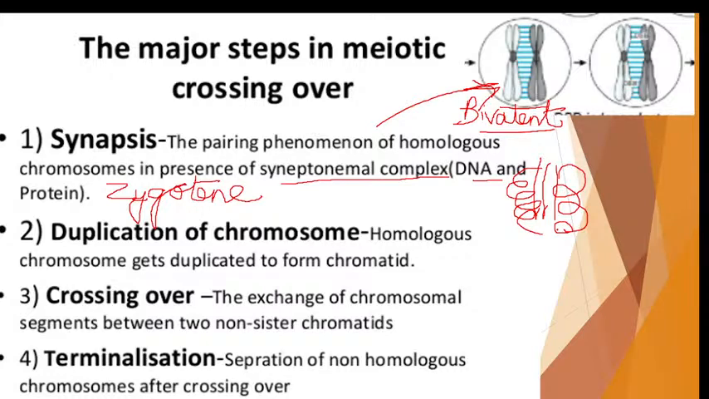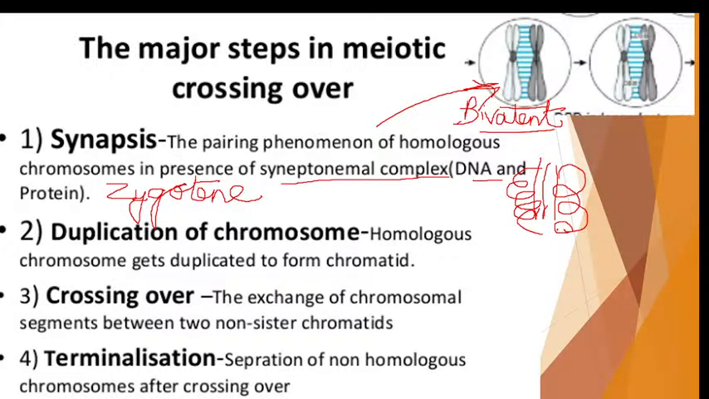Bi means 2. So, 2 sets of chromosomes will lie together, and so a bivalent is formed. That is the first step in crossing over. The first step in crossing over is that the chromosomes have to lie side by side. They have to come closer, and that is known as synapsis. And synapsis happens because of the presence of a complex called the synaptonemal complex. Then, the second step. Synapsis is over, the chromosomes have come together, and a fiber-like mesh complex is formed between the chromosomes. The next step is duplication of chromosomes.